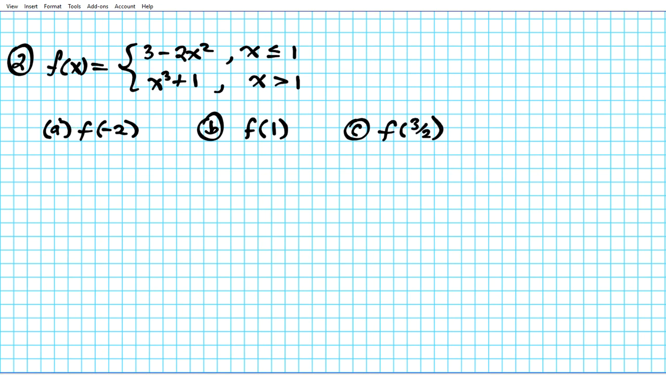Alright, let's start off by giving ourselves a visual representation of the scenario that we are presented with. We're going to use the number line again. So there goes my number line. The break happens at 1, as you can see here. So that's where you switch functions.